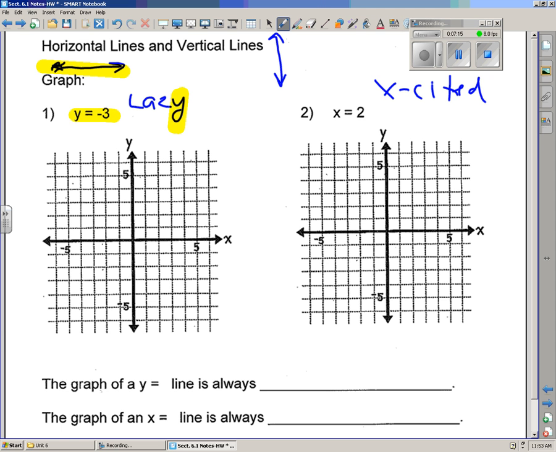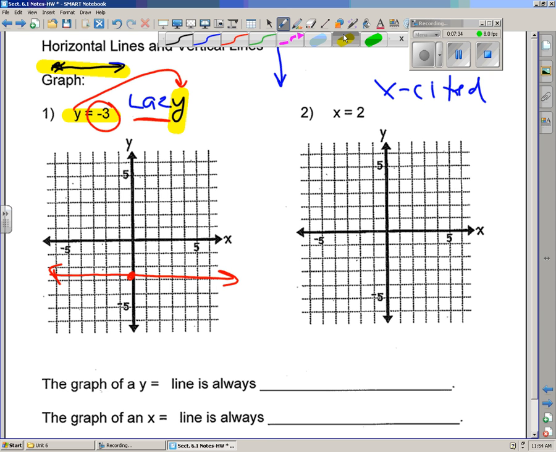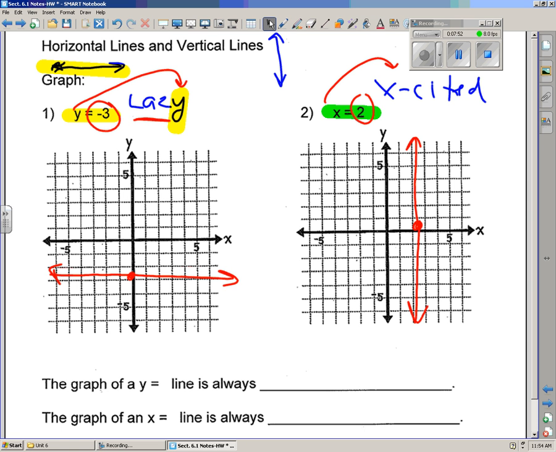So when I see this equation y equals -3, it's a y line. And y lines are lazy. So I'm going to find -3 on my y-axis, and I'm going to draw a lazy line, a horizontal line through it. What happens over here for x lines? Well, x lines are excited lines, which happen to be vertical lines. And what I'm going to do is find on my x-axis +2, and through +2, I'm going to draw my vertical line, my excited line.